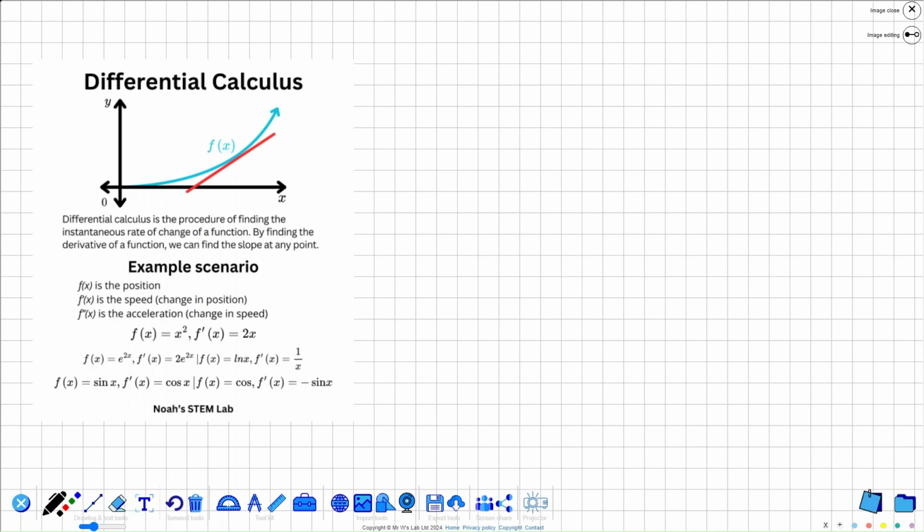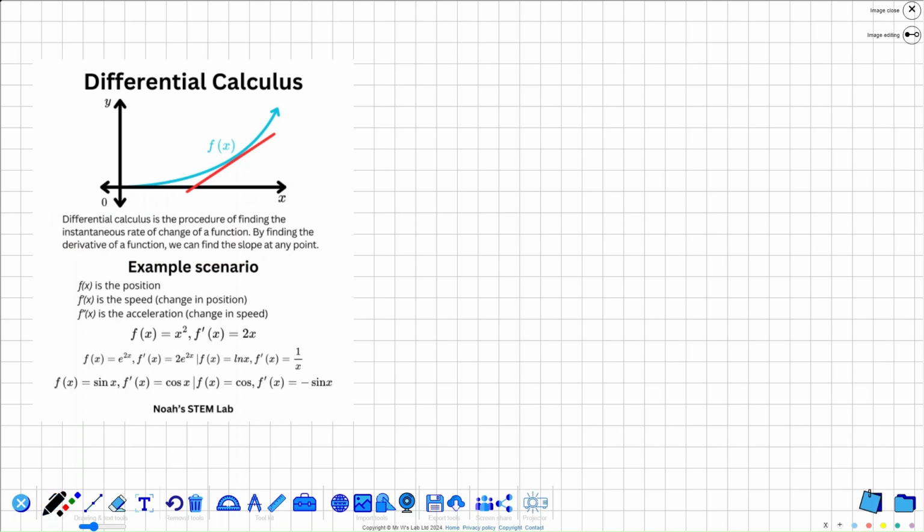Okay, so what is differential calculus? To put it simply, differential calculus is the study of the instantaneous rate of change of a function. We've got this little description here which says differential calculus is the procedure of finding the instantaneous rate of change of a function. By finding the derivative of a function, we can find the slope at any point.